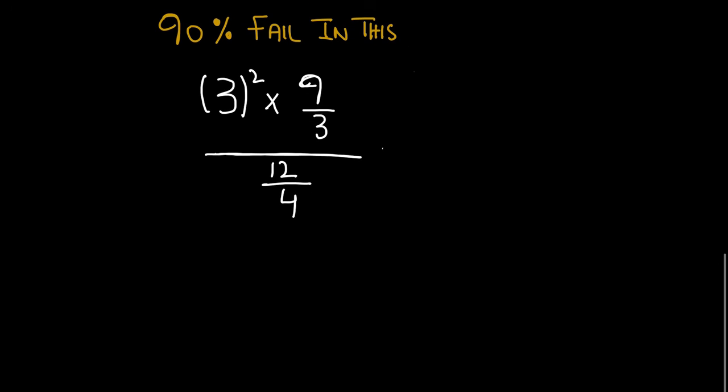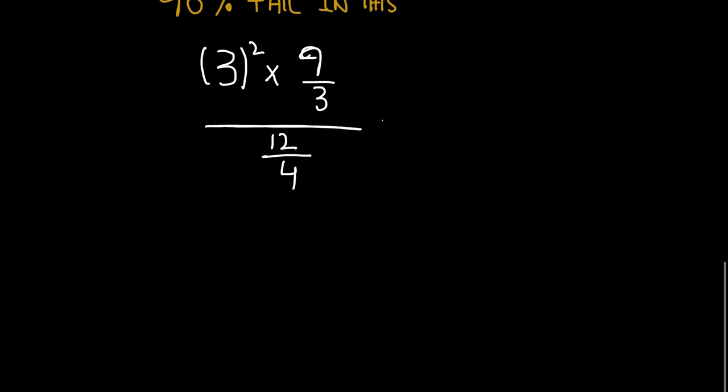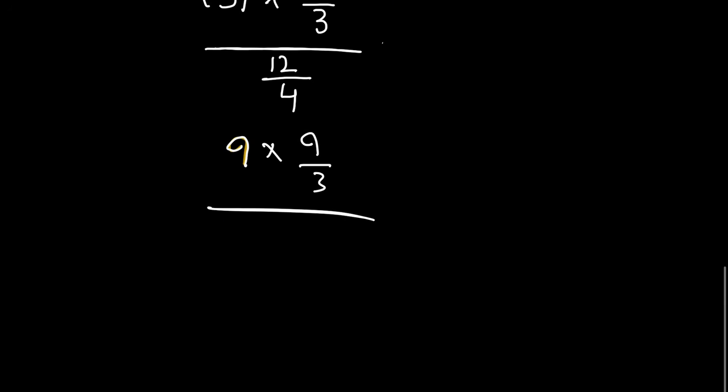Okay, so first of all we first simplify the numerator. 3 power 2 is 9. Here we use the white pen. 3 power 2 is 9, multiply 9 over 3. And now divided by 12 divided by 4 is 3. Now we simplify.